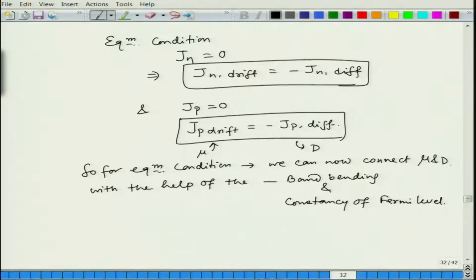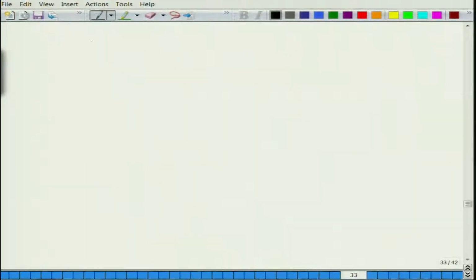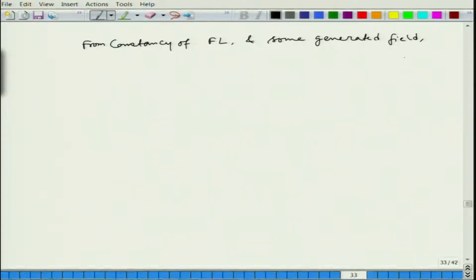Okay. How can we do that? Let us see. So, from the constancy of Fermi level and some generated field, what we can write, and it has some generated field, but still under equilibrium. So, net motion will be 0, but it has some field.